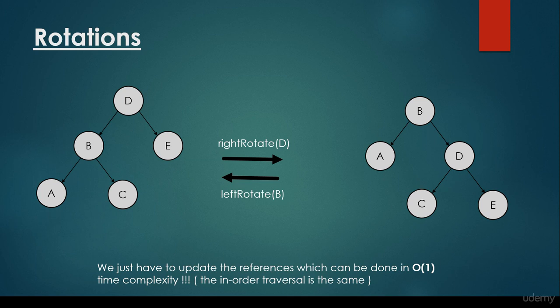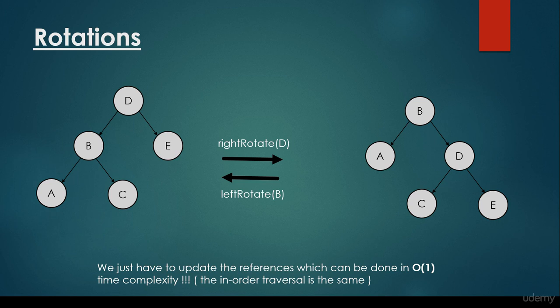What does it mean? For example, we have root node D, it has a right child E, and it has a left subtree with the B, the A, and the C. We can come to the conclusion with the help of the height parameters that the tree is unbalanced. Then we have to make these rotations. And basically it's very important that we just have to update the references, which can be done in O(1), so constant time complexity.